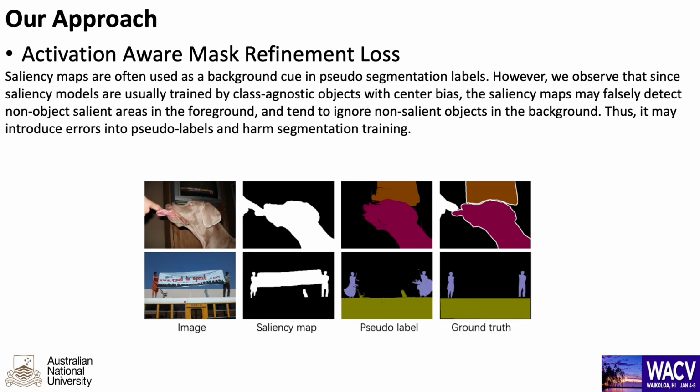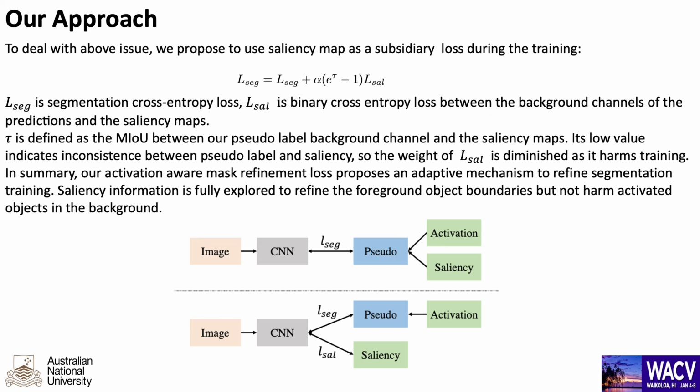Finally, we propose activation-aware mask refinement loss. Saliency maps are often used as a background cue in pseudo-segmentation labels, but we find that there is an inconsistency between the saliency map and the pseudo-labels or the ground truths. The saliency maps may falsely detect non-object salient areas in the foreground and tend to ignore non-salient objects in the background, as shown in the image below. So it may introduce errors and harm segmentation training.